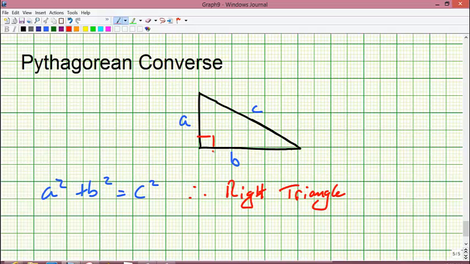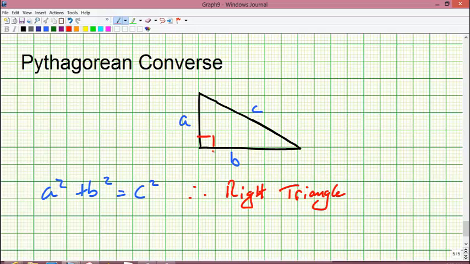Previously, the initial statement of Pythagoras' theorem was, with any right triangle, the sum of the squares on the two shorter sides is equal to the square on the hypotenuse. In this case, it's the other way around. If we have a triangle where the sum of the squares of the two shorter sides equals the square of the longer side, that means the triangle is a right triangle. And also, if the relationship is not true, then the triangle is not a right triangle.